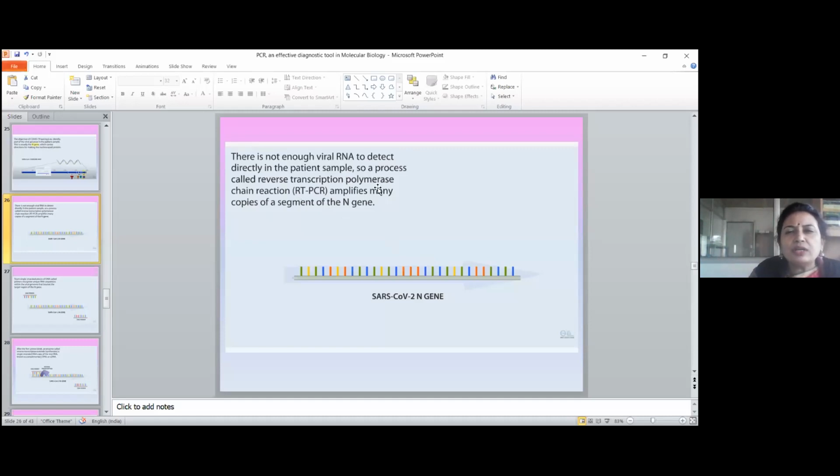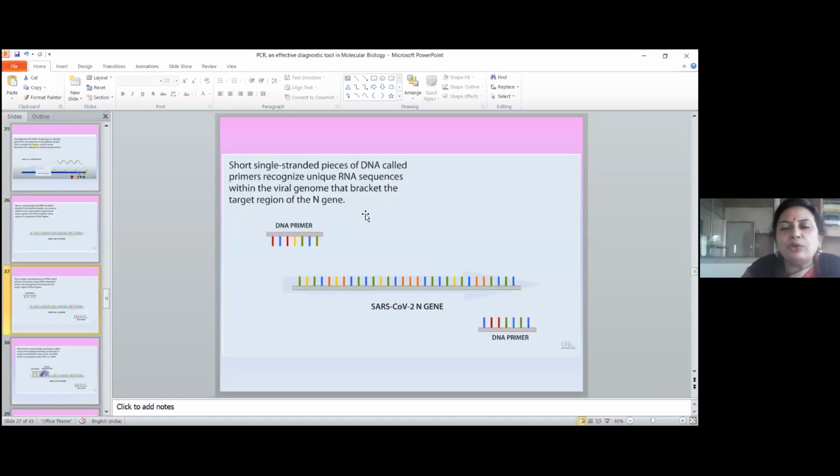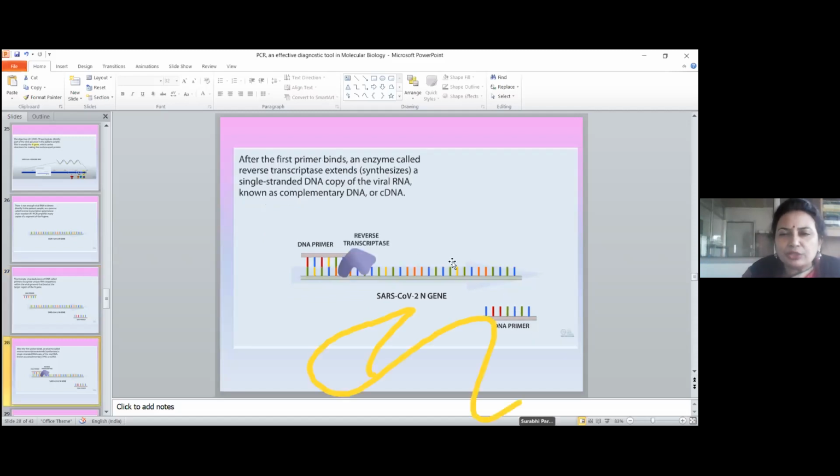So a process called reverse transcription polymerase chain reaction, RT-PCR, amplifies many copies of a segment of the N gene. We have taken the example of the N gene; in various countries, other genes are also detected. Say we want to detect the N gene here. First, short single-stranded pieces of DNA called primers recognize the unique RNA sequence within the viral genome that brackets the target gene, and the DNA primers attach to the RNA template. You can see here the DNA primer has attached.